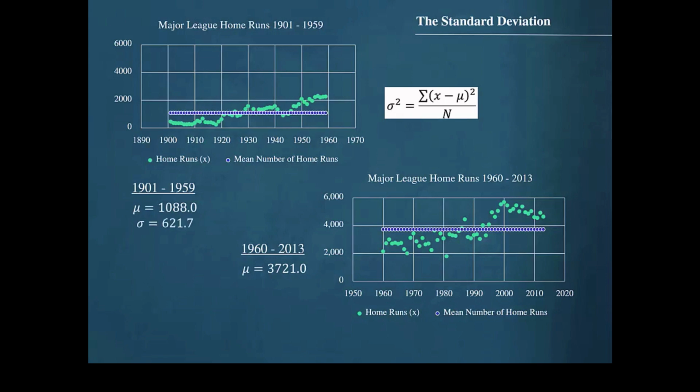The standard deviation for the 1901 to 1959 seasons is 621.7. However, the standard deviation for the 1960 to 2013 seasons is 1,075. So, if we did not have the graphs in front of us, but were instead provided with only the standard deviation for these two similar populations, we would gather from the standard deviations that there is more variation in the number of home runs in the 1960 to 2013 seasons than in the 1901 to 1959 seasons.